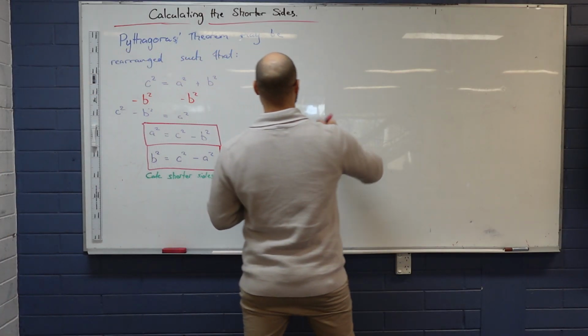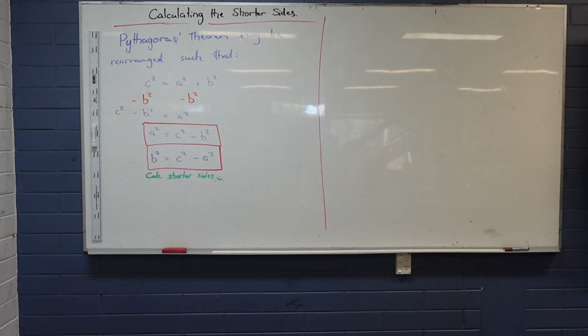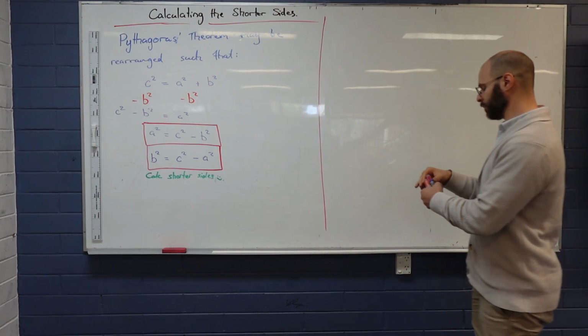Okay, now let's have a look at the application of this. It is very similar to the application of the hypotenuse. Suppose a random triangle suddenly appeared.